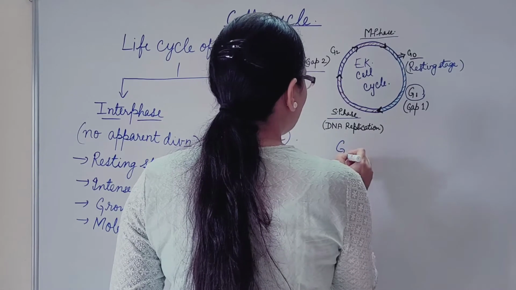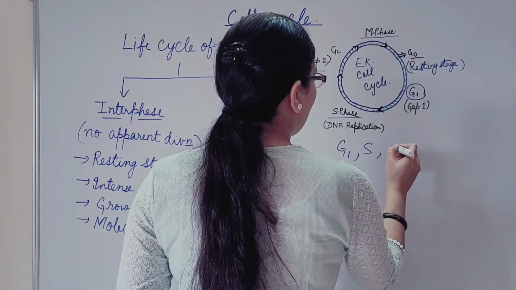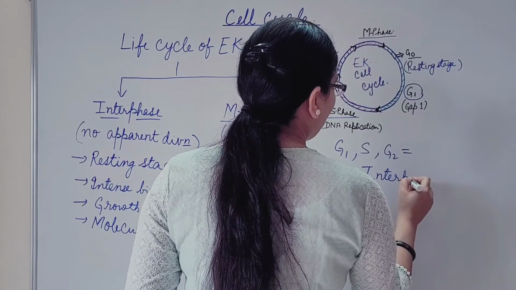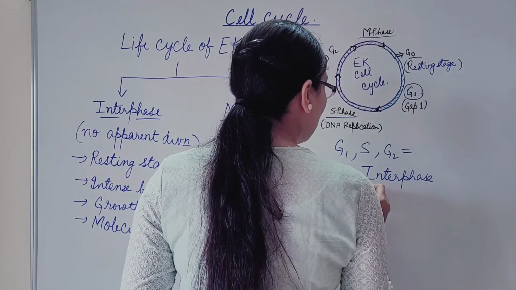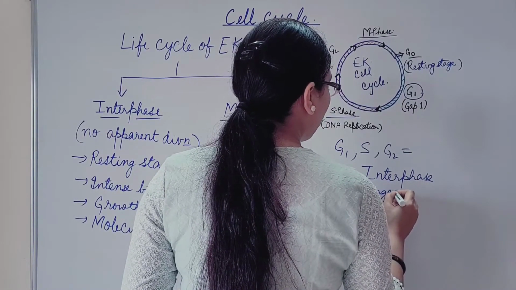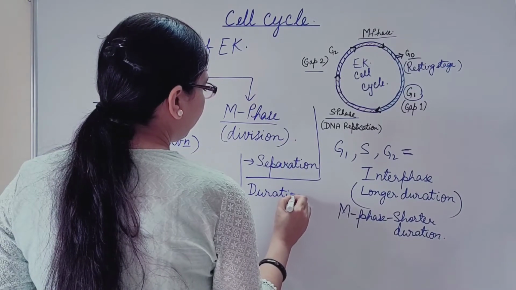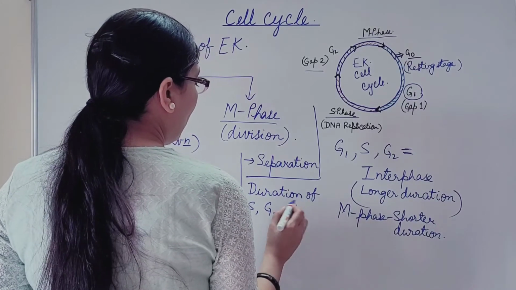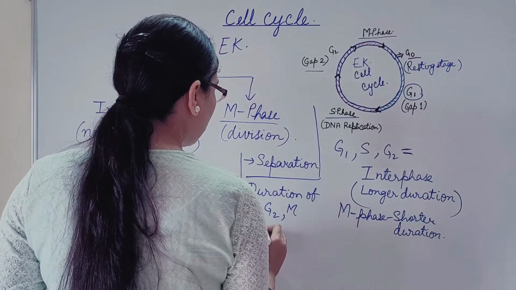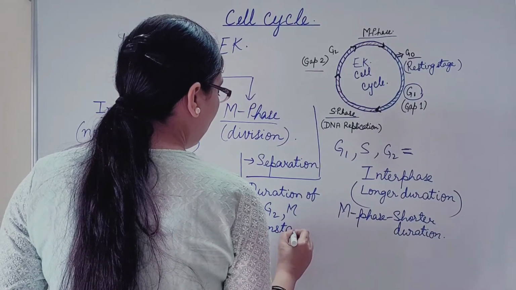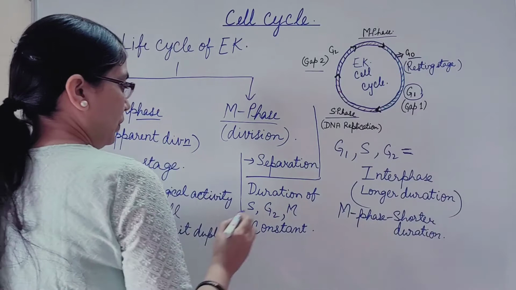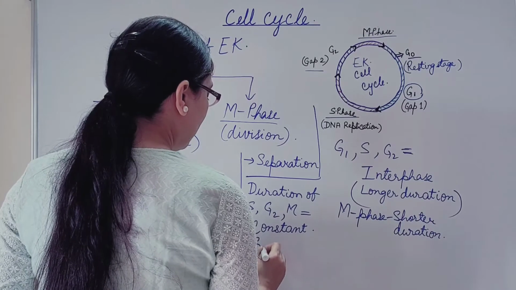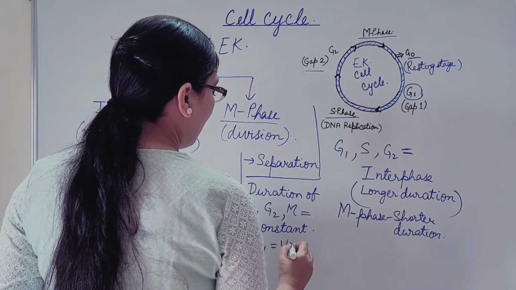In the cell cycle, G1 phase, S phase and G2 phase are together known as interphase, and this is of longer duration. The duration of S phase, G2 phase and M phase in all the cells of an organism is constant. That is, in any particular organism, all the cells have a fixed duration of S phase, G2 phase and M phase, but the G1 phase is variable.